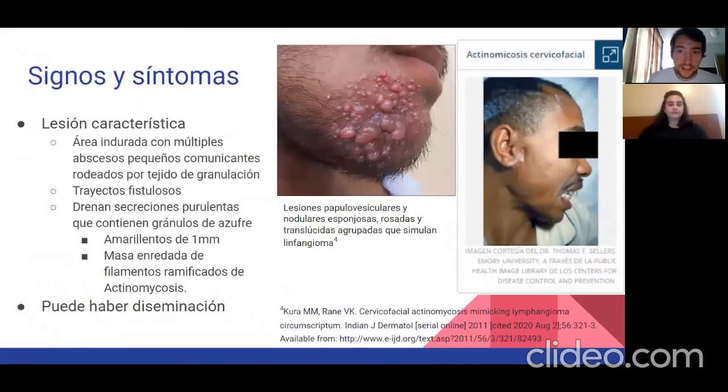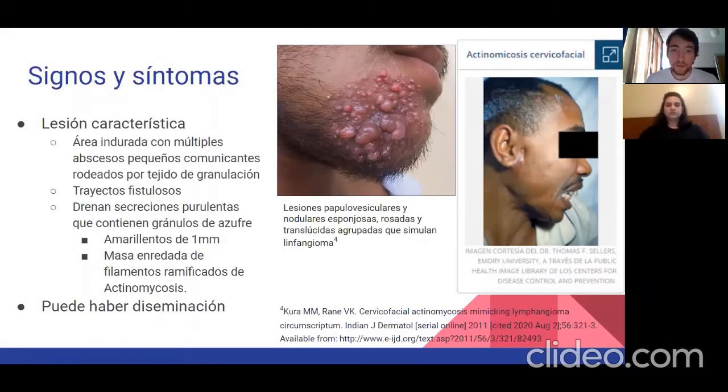The characteristic actinomycosis lesion corresponds to an indurated area with multiple small communicating abscesses surrounded by granulation tissue. These lesions tend to form fistulous tracts that communicate with the skin and drain purulent secretions containing sulfur granules, round or spherical, generally yellowish in color, and less than or equal to 1 millimeter in diameter. The sulfur granules, which do not contain sulfur, are so named because of their yellow appearance.